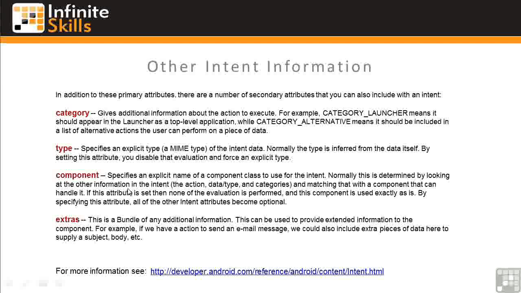There's other information that can be included in an intent as shown in this graphic: category, type, component, and extras. And this information shown here on this graphic is taken from the developer's website at the link shown here. We'll explore these intent information types as needed in future lessons. For now, we'll focus on the basics.